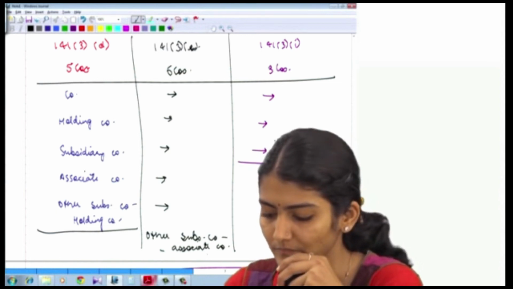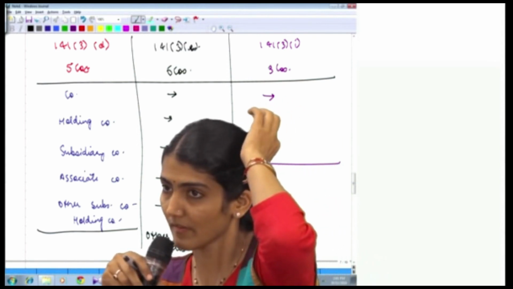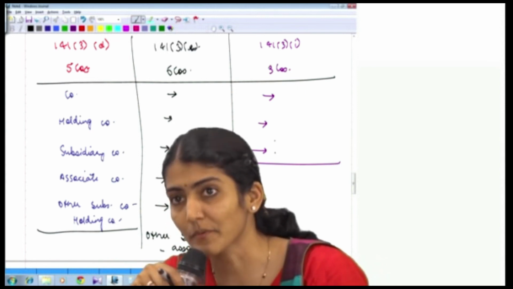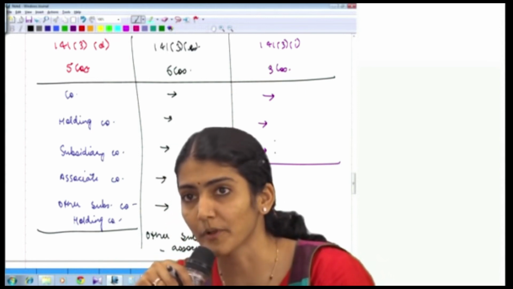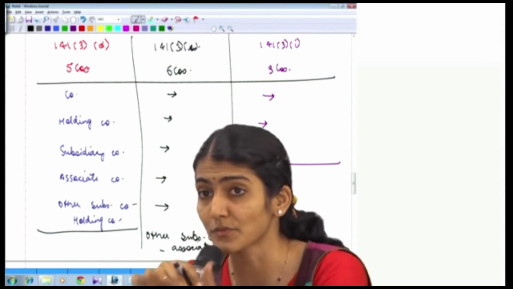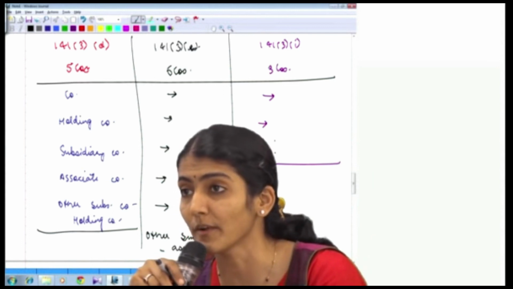Right, written everyone? And then what does 141.4 say? If any of the disqualification is attracted after appointment, he shall vacate his office as such auditor, and such vacancy shall be deemed to be a casual vacancy in the office of the auditor.